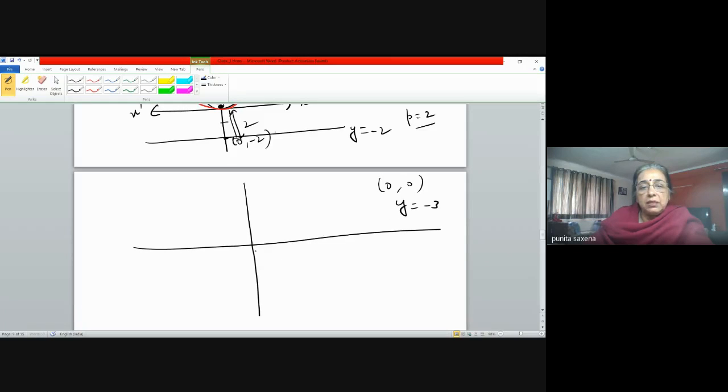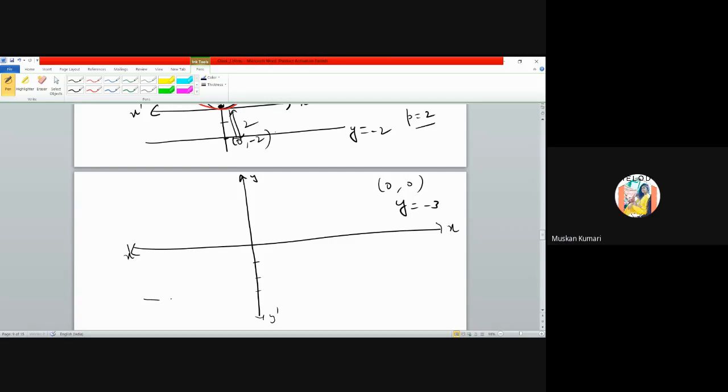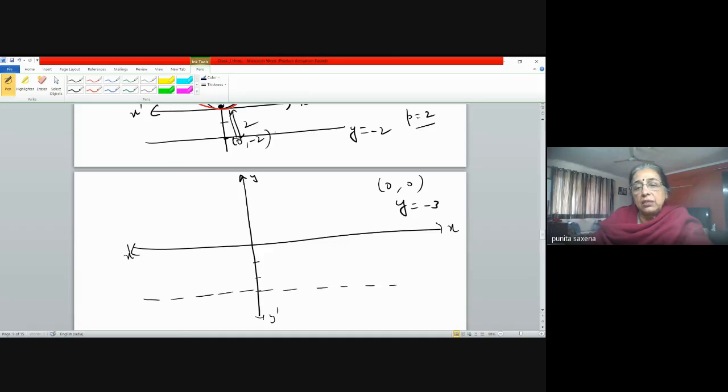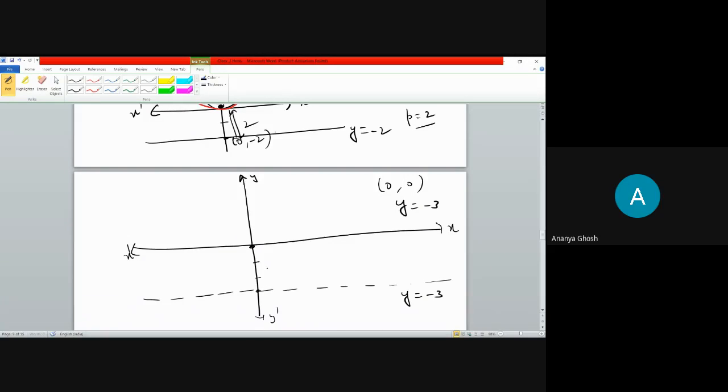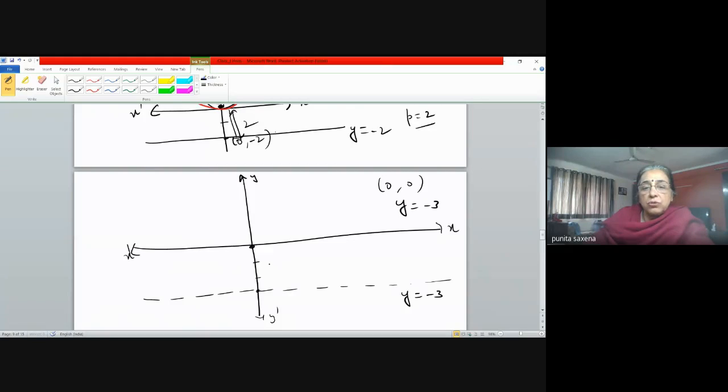y equal to -3. This is the x-axis. This is your y-axis. And directrix is y equal to -3, मतलब 1, 2, 3. इसको dotted भी बनाते हैं, ठीक है, so that there is no confusion. This is your directrix. Now, what is the distance between the vertex and the directrix? 3 units. Right. So that means your P is 3.